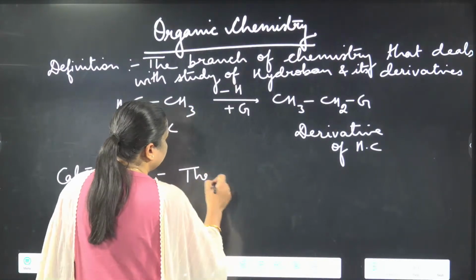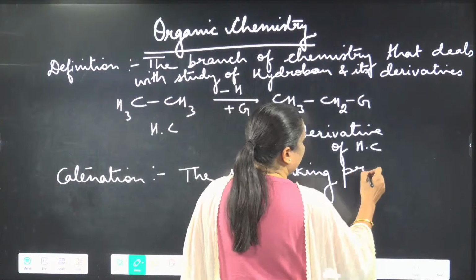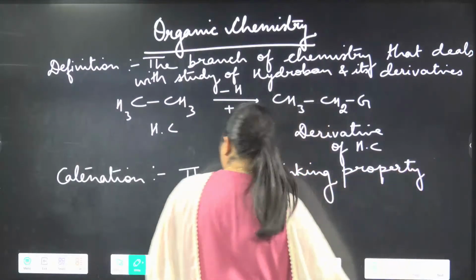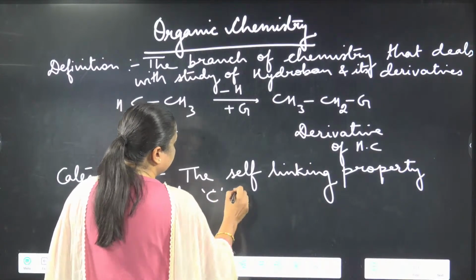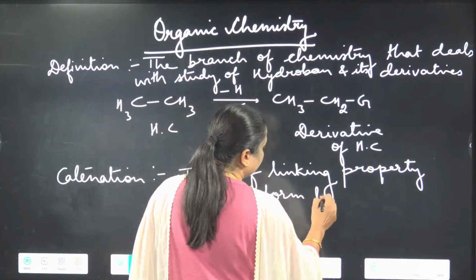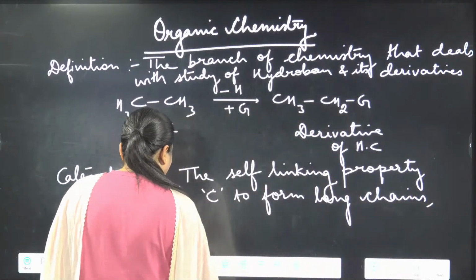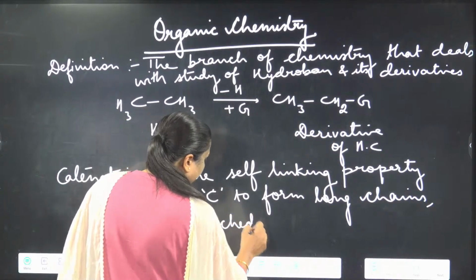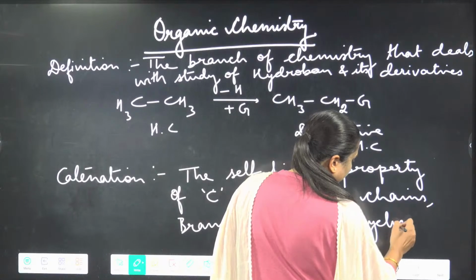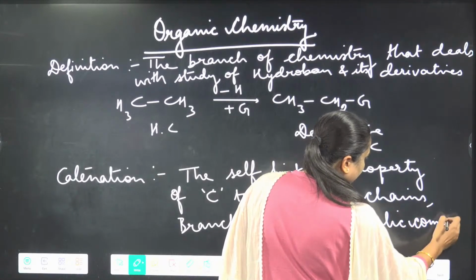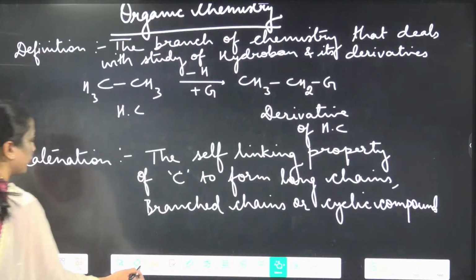So I'm going to write that catenation is the self-linking property of carbon to form long chains, branched chains, or cyclic compounds, right? That's what is catenation. So first you write up to this and then we'll proceed further.